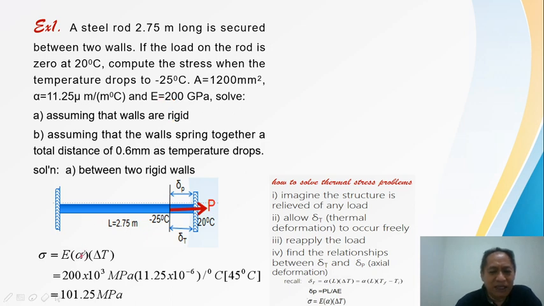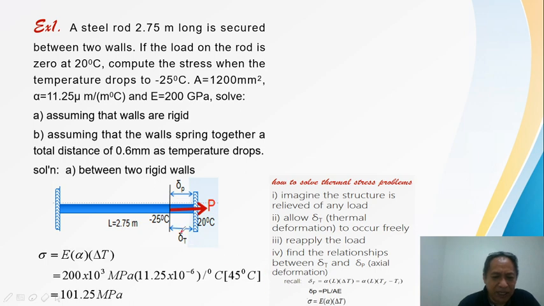The coefficient of linear expansion is 11.25, that is equivalent to times 10 to power minus 6 per degree Celsius. Just omit the meter per meter. Okay, then we can multiply the change in temperature. The initial temperature is 20 degrees, and this is the final temperature. So, minus 25 minus 20 is a change which is negative 45. But as to dimension, we take it as absolute, and this is 45 degrees, no?